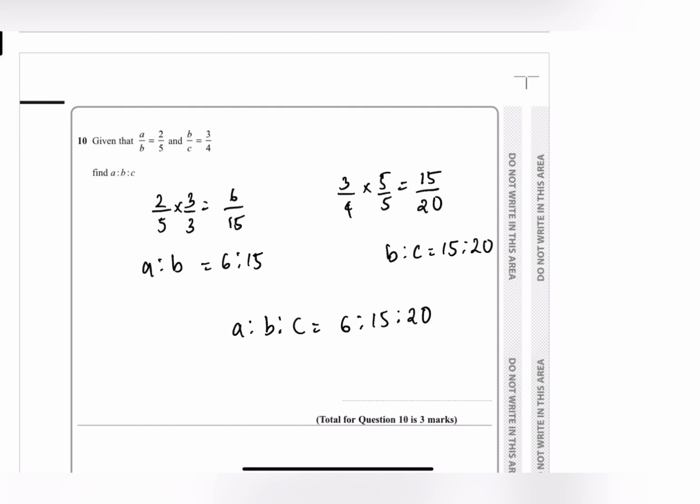Okay, so you make everything in terms of, sorry, in terms of B. Write A and C in terms of B by choosing a multiplier. So here A will be, using this, you did 2 over 5 times 3 over 3, so the 15 is the common thing we are making to write in terms of B.